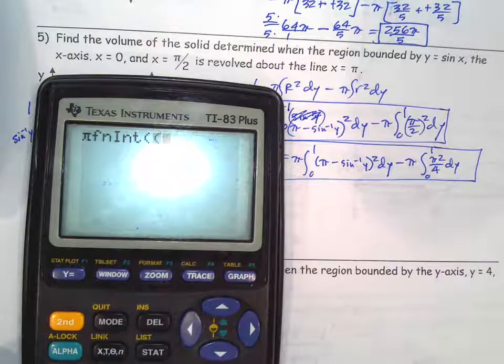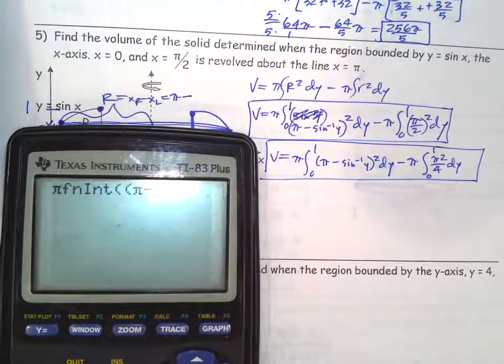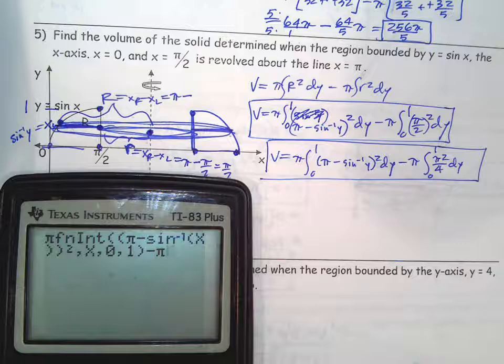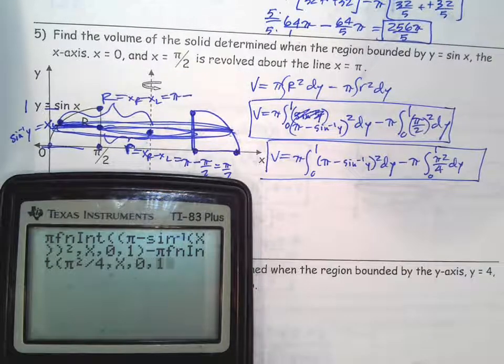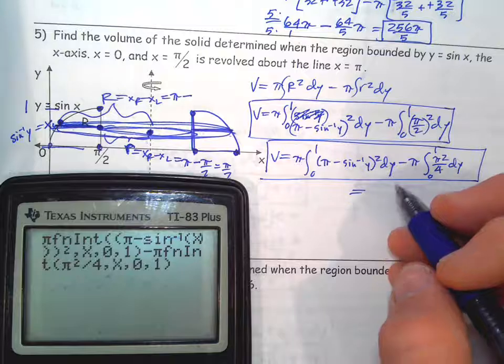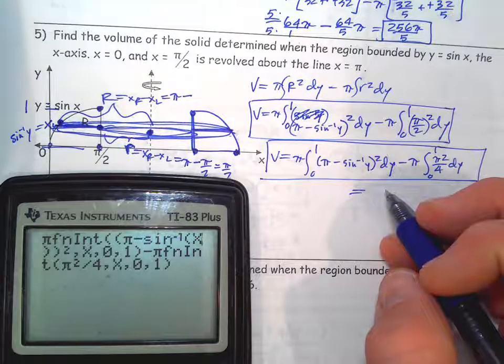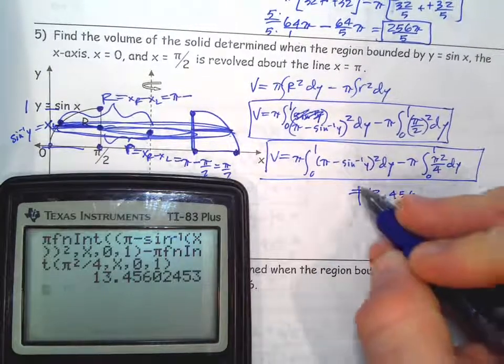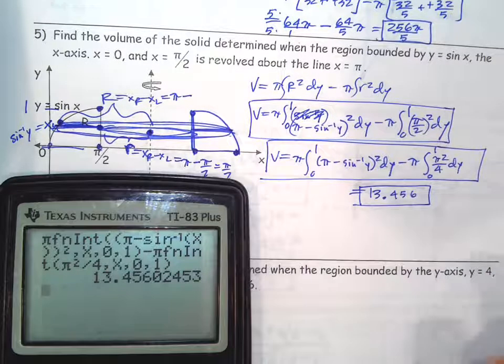So we put parentheses, pi minus inverse sine of x, close, close, squared, comma x, comma 0, comma 1, minus pi, math 9, pi squared divided by 4, comma x, comma 0, comma 1. And we get 13.456.